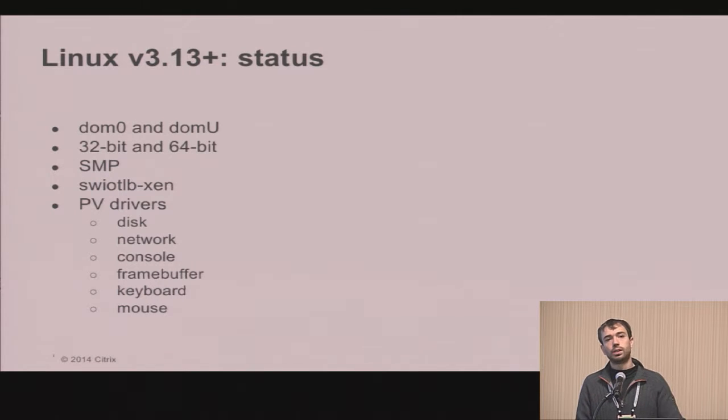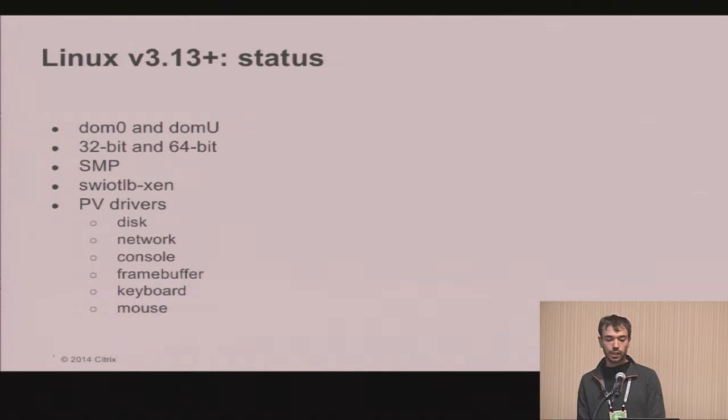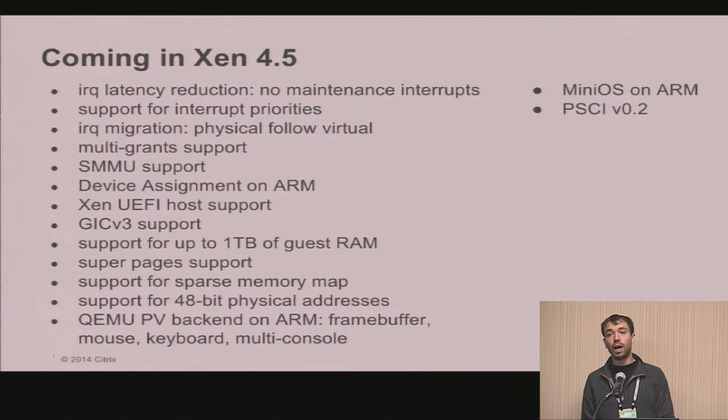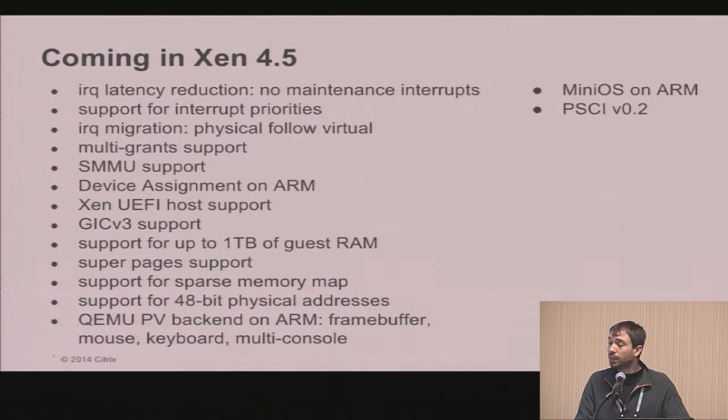So all of this is what the status was at the beginning of the year. Now we are much farther ahead. This is the feature list for 4.5 regarding Xen ARM. As you can see, it's a really long list, considering that we developed all these features in just the last 6 months. So it's actually quite impressive.